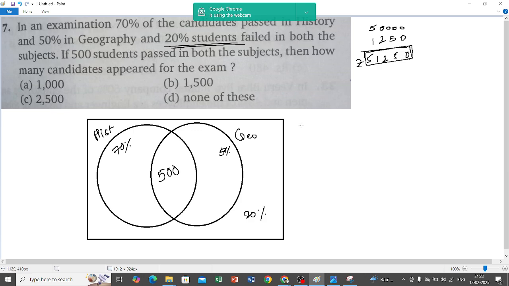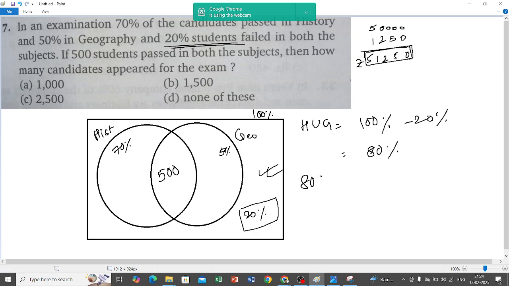Very nice. Let us find out what is H union G. Can you tell me how to find out H union G? See, this is 20% and this whole thing is 100%. So H union G will be 100% minus 20%. Yes or no? From this 100%, if I remove this empty portion, I will get this union portion, which is 80%.